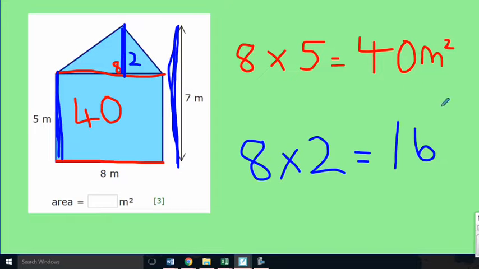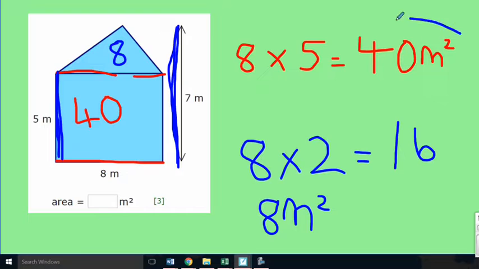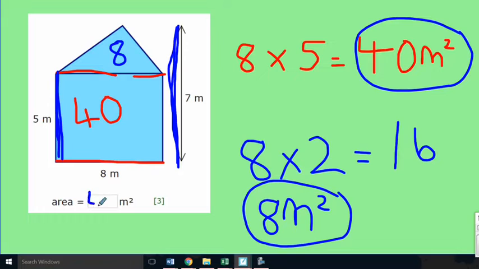Don't forget to half your answer. Okay, so half of 16 we know is going to be 8 meters squared. Okay, so I know that the section here on my triangle is 8 meters squared, but it's asking for the area of the whole shape, so we need to add our 40 and our 8. So the answer would be 48 meters squared. Easy, right?